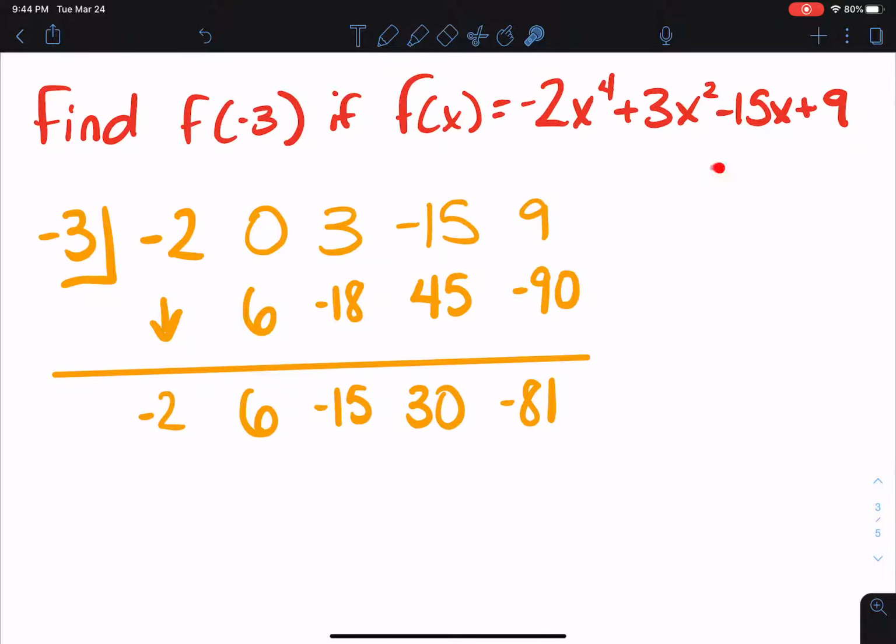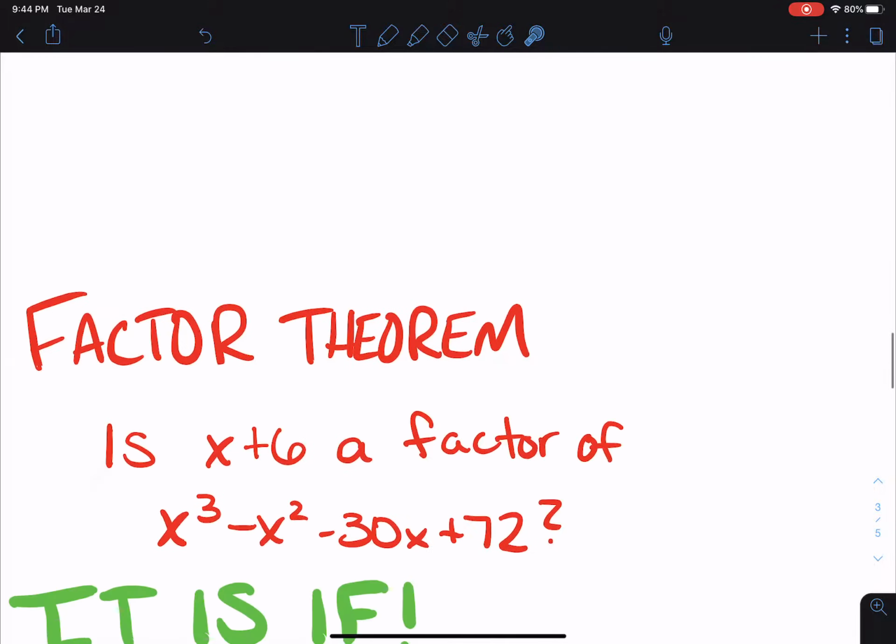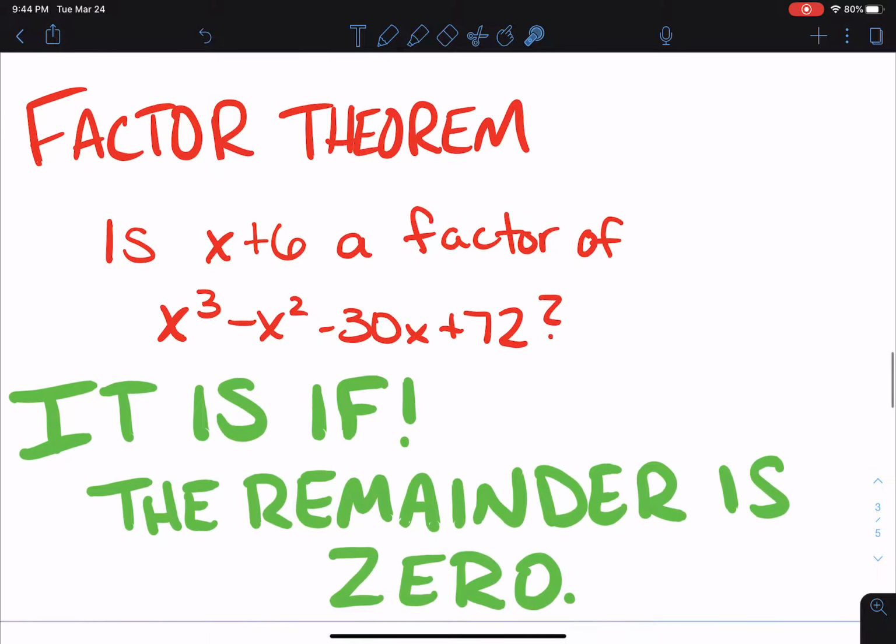It needs to be in parentheses to the fourth. Okay? But f of negative 3 is negative 81. So that is using the remainder theorem. There's another theorem called the factor theorem.